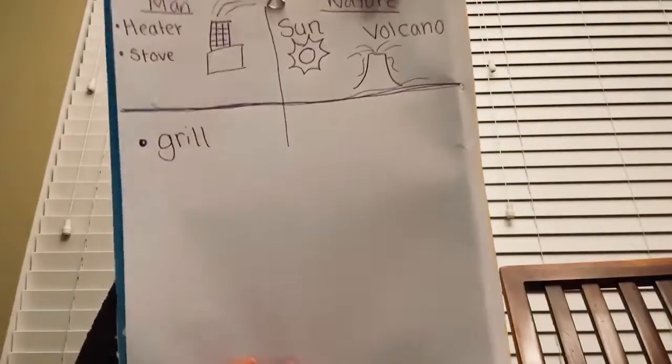And a grill does create heat. It helps heat up our food. So down here, I'm gonna write a little circle and I'm gonna write the word grill because a grill gives us heat.